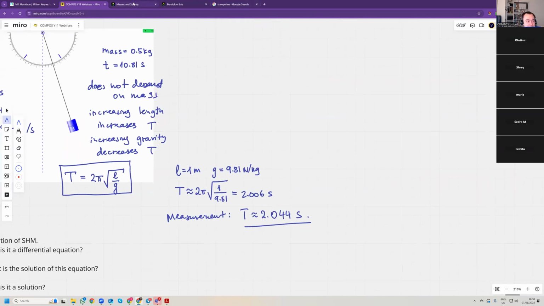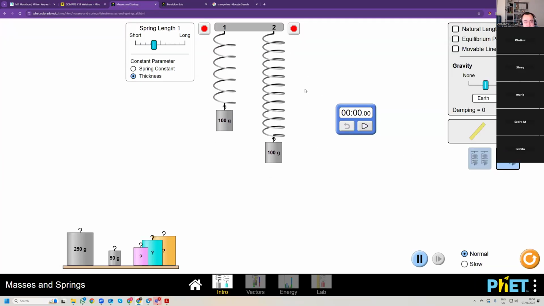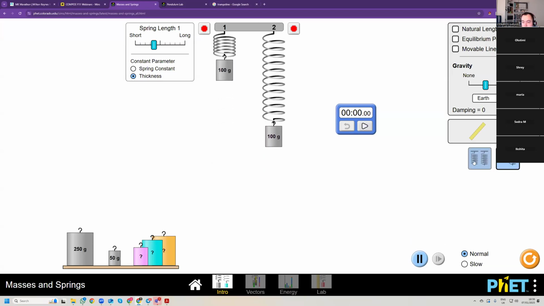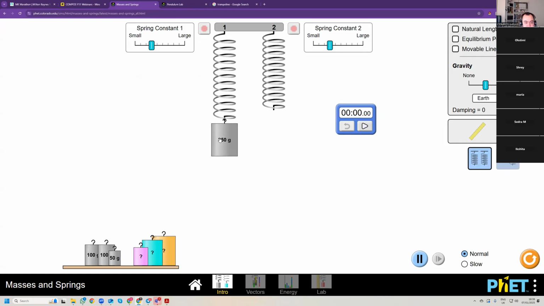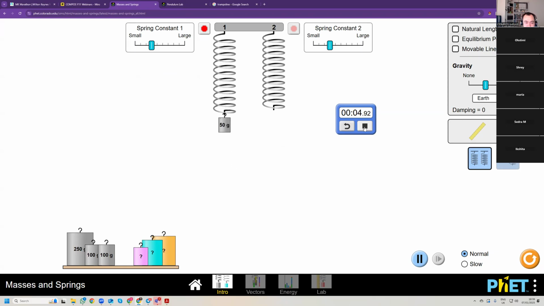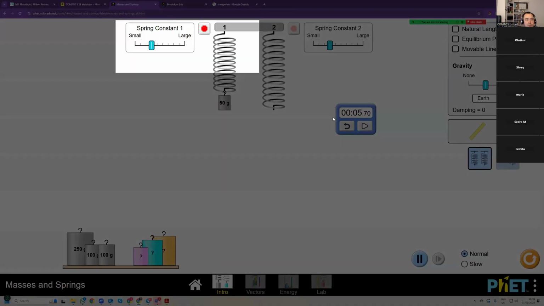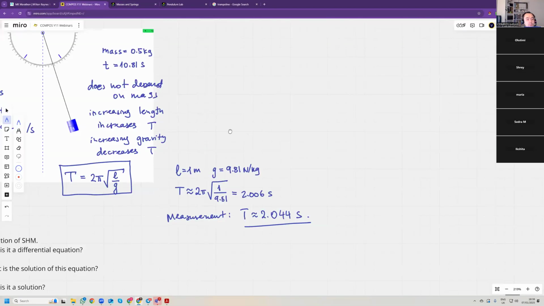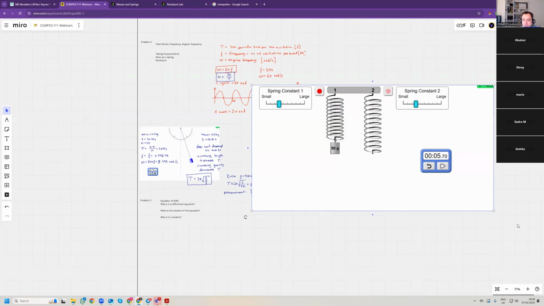Now let's talk about the mass on a spring. Okay, so let's take a 50-gram mass and measure the time period. 1, 2, 3, 4, 5, 6, 7, 8, 9, 10. So, taking measurements.